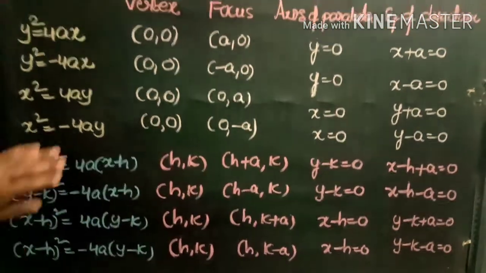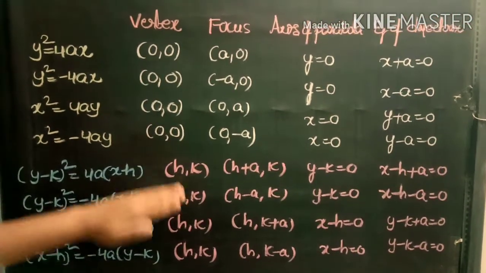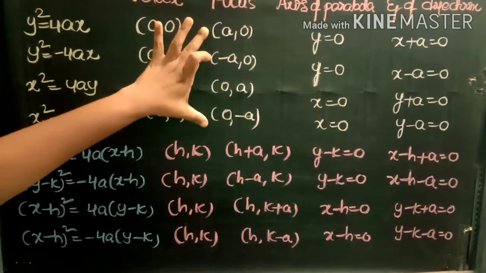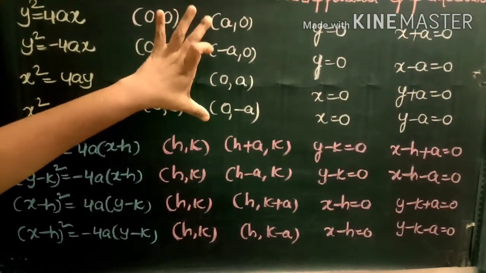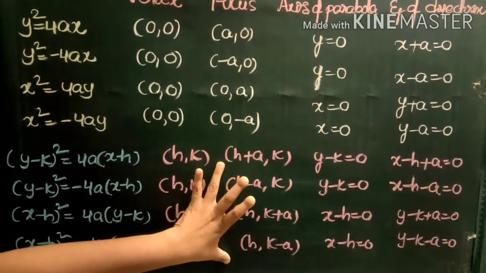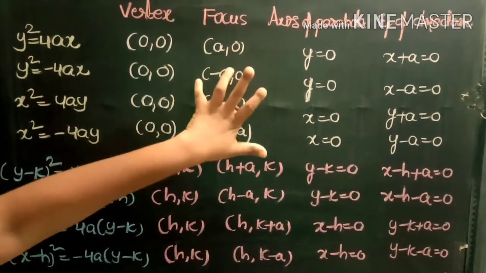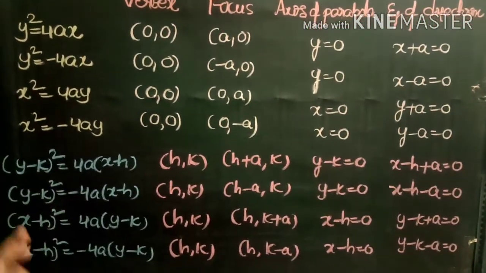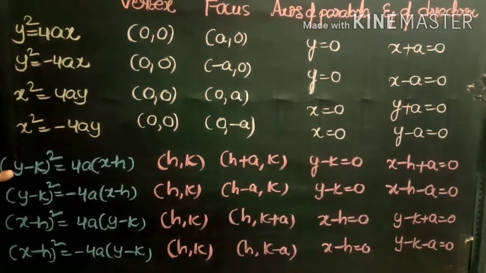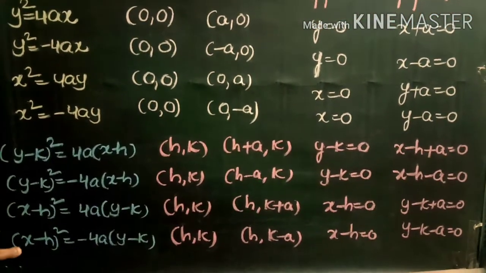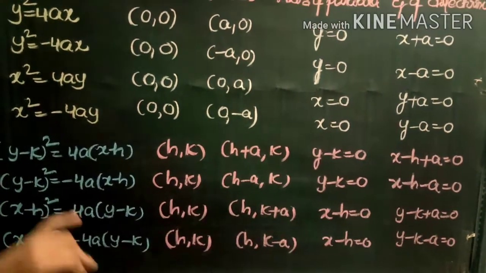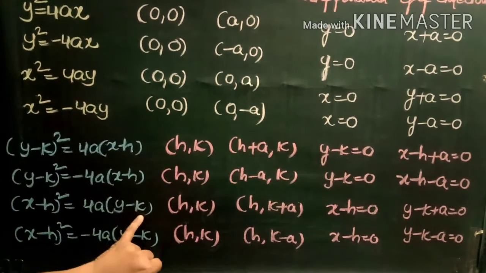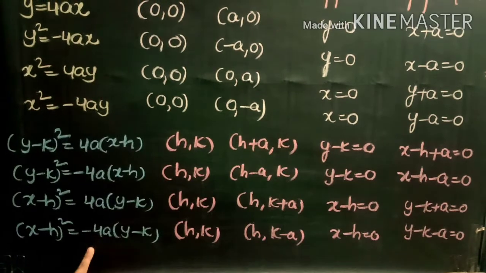And coming to the next four forms, these are the parabolas having the vertex at h comma k. Here the focus means we simply add h comma k to the above focus values, that is h plus a comma k, h minus a comma k, h comma k plus a, h comma k minus a. The axis of the parabola is y minus k equal to 0, y minus k equal to 0, x minus h equal to 0, x minus h equal to 0. And the equations of directrix are x minus h plus a equal to 0, x minus h minus a equal to 0, y minus k plus a equal to 0, and y minus k minus a equal to 0. That's all.